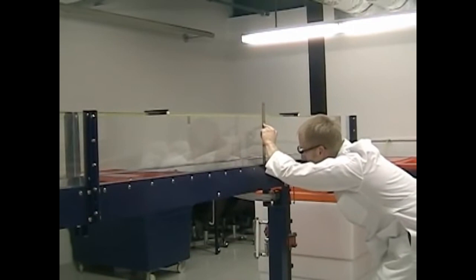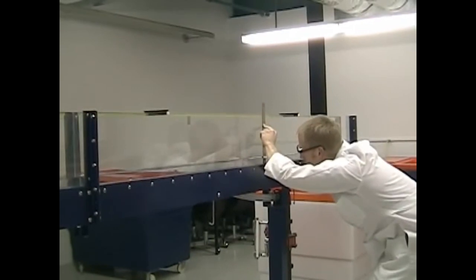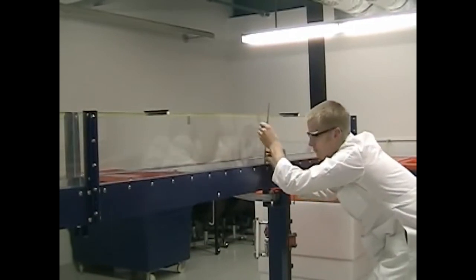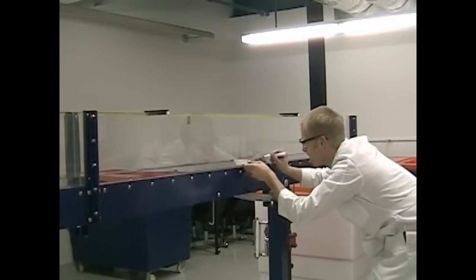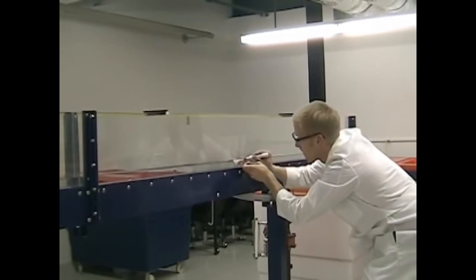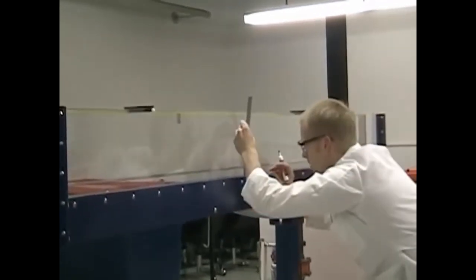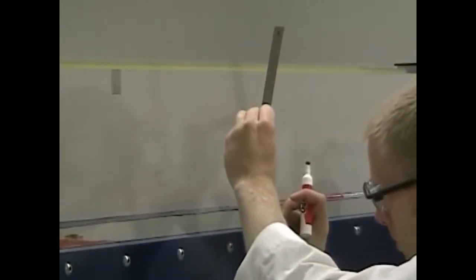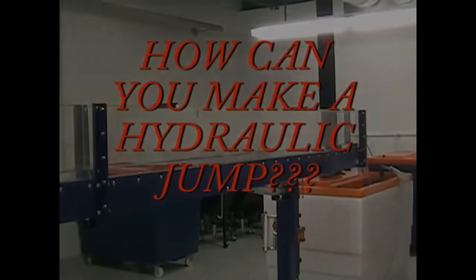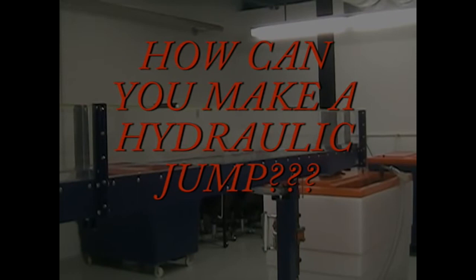To help us create the hydraulic jump, we can mark critical depth on the side of the flume and use it as a reference point for supercritical and subcritical flow. In this case, we see that the flow of water in the flume is at or near critical depth. Take a moment now and think of ways the hydraulic jump could be created in this condition.